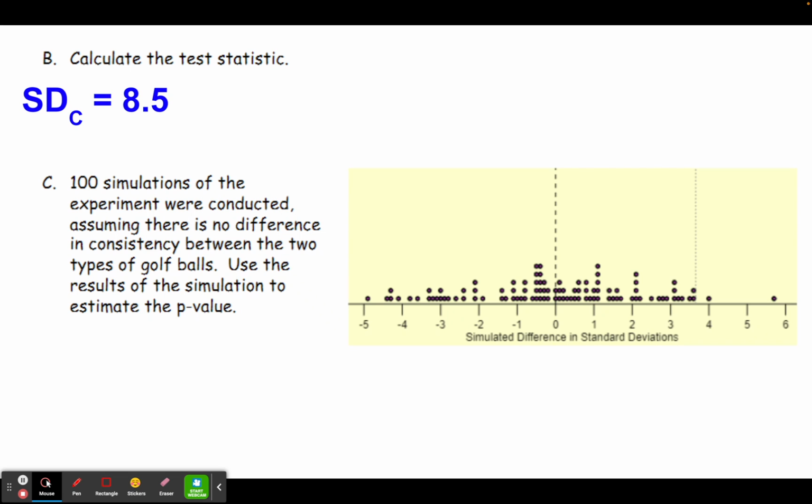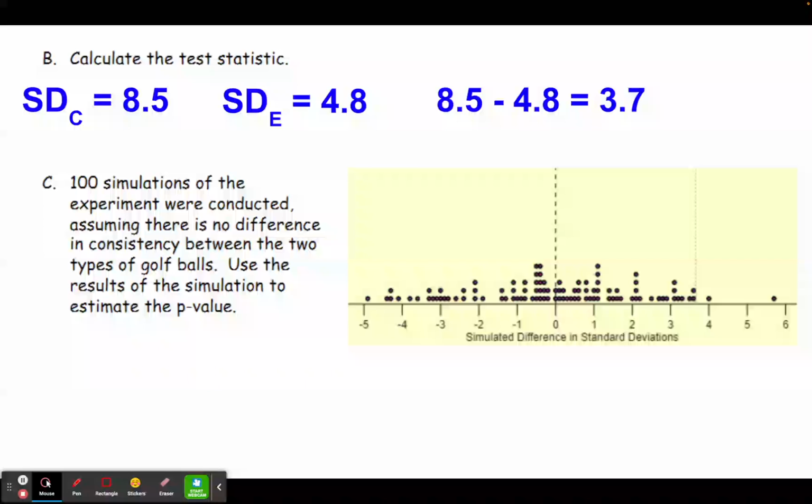So the standard deviation for the cheap golf ball is about 8.5. The standard deviation for the expensive golf ball is in fact smaller. That's about 4.8. And we're testing for a difference in standard deviations. So our test statistic then will be the difference of those two values, which would give us a difference in standard deviations of 3.7.